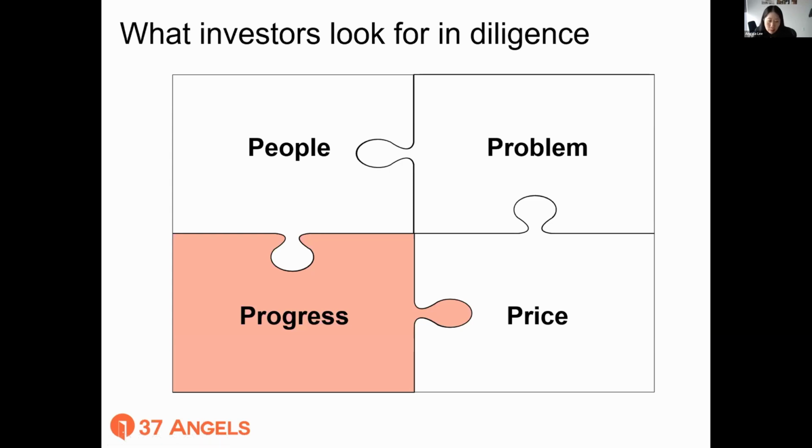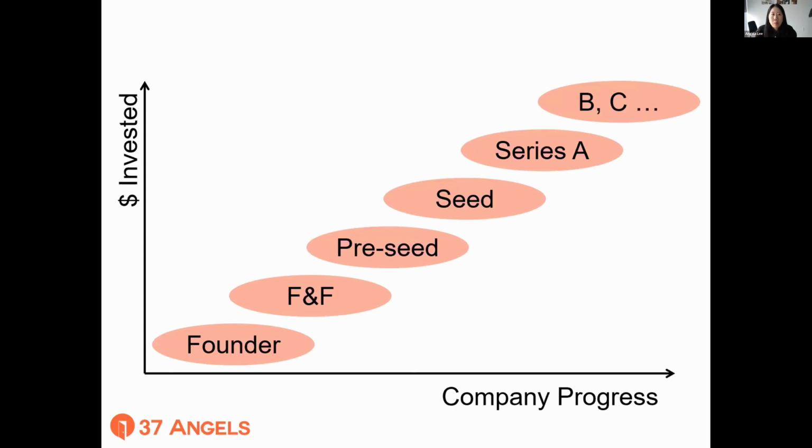From a progress perspective, a question I get asked on a daily basis is, how much traction do I have to have before I can pitch an angel or a VC? So most of you have probably seen a slide that maybe looks like this in terms of the stages of a company. As the company has more progress, they can raise more money.